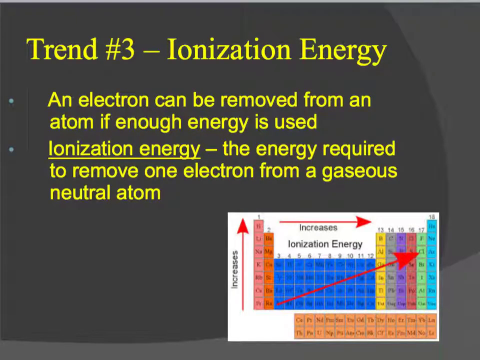Alright, third trend, moving right along, ionization energy. Ionization energy is the energy that it takes to remove an electron from a neutral atom. Electrons can be removed from an atom if they use enough energy. Again, we call that energy ionization energy.